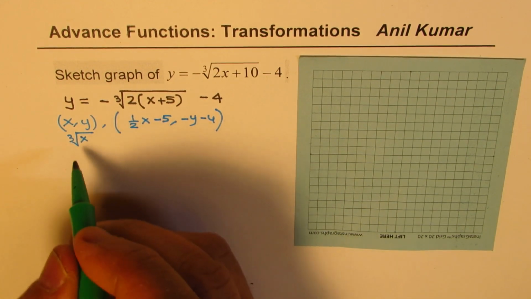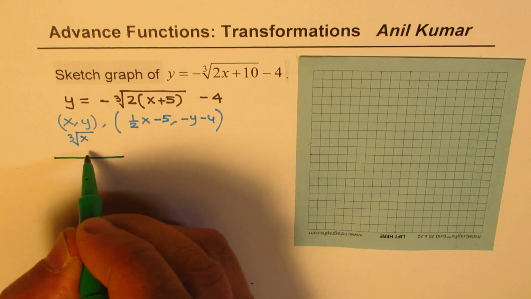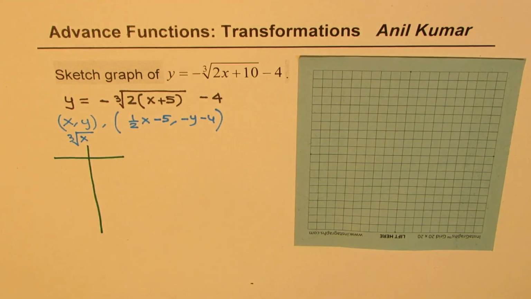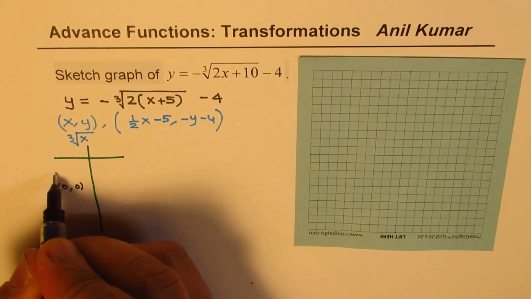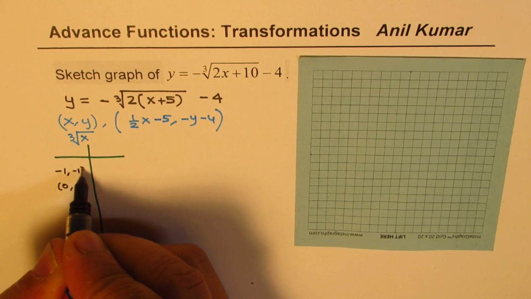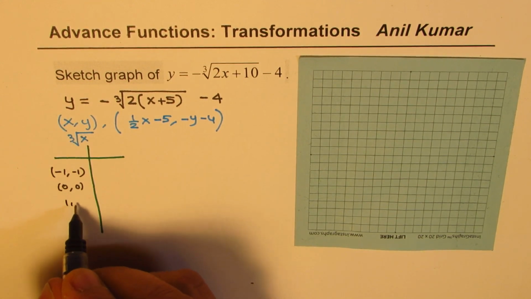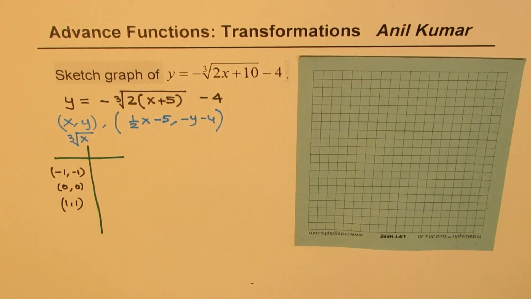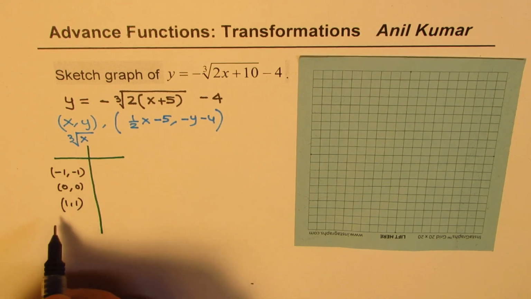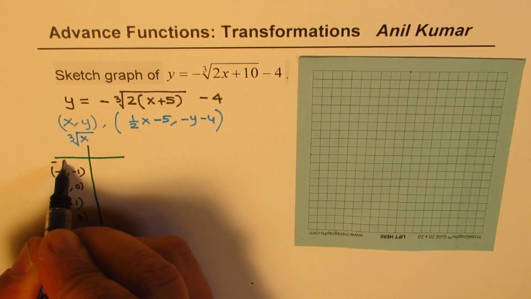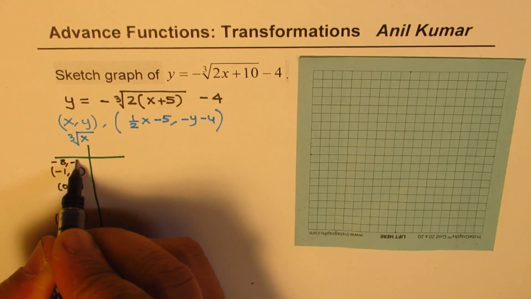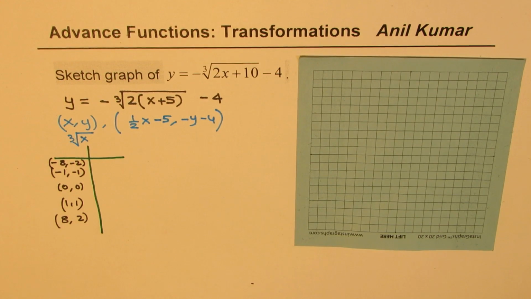What we can do here is make a table of values. For a cube root function, good points to consider are, of course, 0, 0, minus 1, cube root is minus 1, and then 1, 1. You can take 8, cube root of 8 is 2, right? You could take 8 and 2, or minus 8 and cube root of minus 8 is minus 2. You could take these points also for more accuracy.